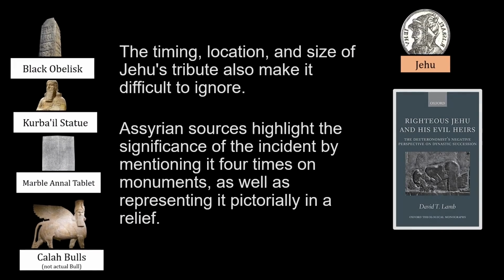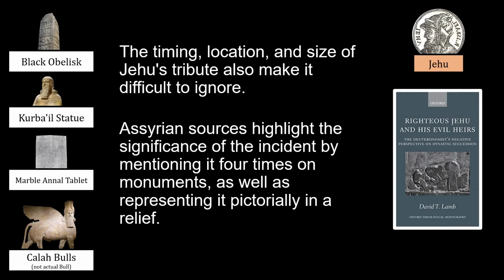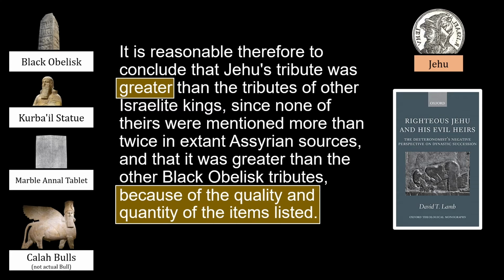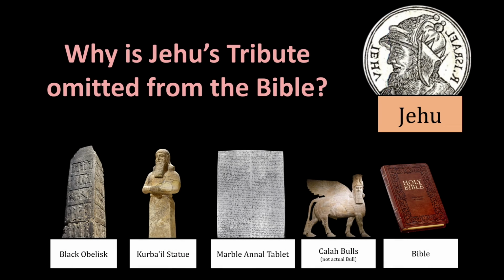Highlighting this issue, one author writes the following quote, "The timing, location, and size of Jehu's tribute also make it difficult to ignore. Assyrian sources highlight the significance of the incident by mentioning it 4 times on monuments, as well as representing it pictorially in a relief." He continues to write, "It is reasonable therefore to conclude that Jehu's tribute was greater than the tribute of other Israelite kings, since none of theirs were mentioned more than twice in extant Assyrian sources, and that it was greater than the other black obelisk tributes because of the quality and quantity of the items listed." End quote. So we are left with an obvious question. Why is Jehu's tribute omitted from the Bible?